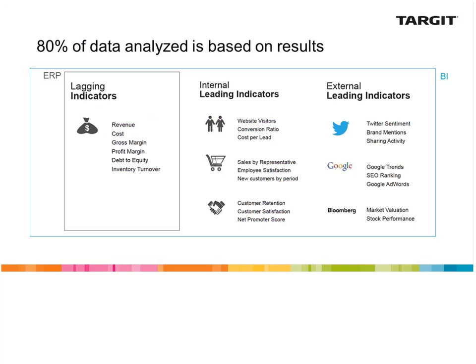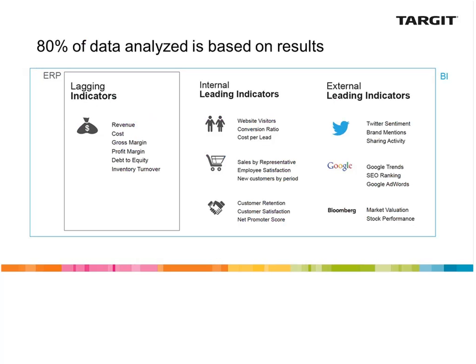So as I mentioned before, 80% of data analyzed in most companies is based just on results. And that's actually just on the left-hand side here where my mouse is, for lagging indicators. A lot of times companies have gauges or bar charts, or they're looking at figures of just revenue, cost, gross margin, profit margin, inventory turnover. But these are what we call lagging indicators. These aren't really going to allow you to find the root of the problem if there is a problem.